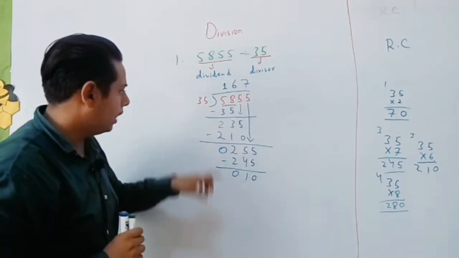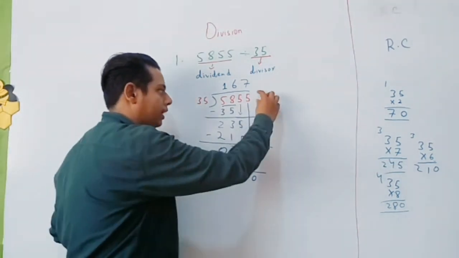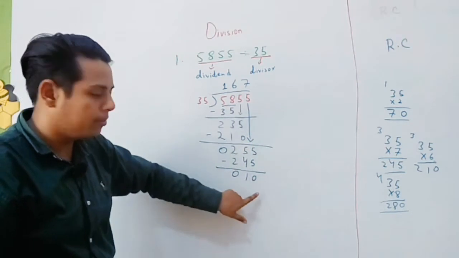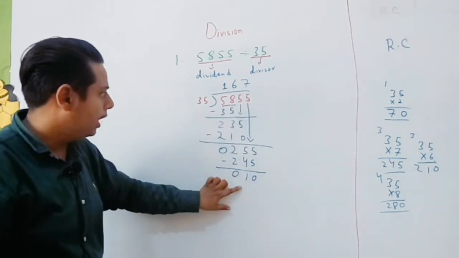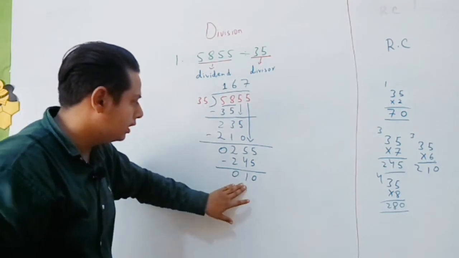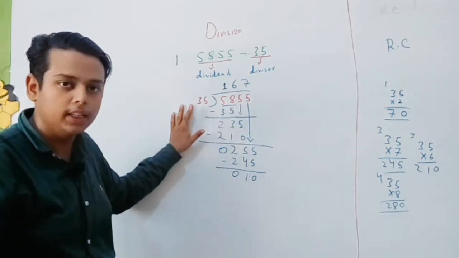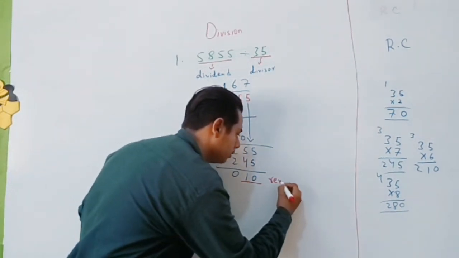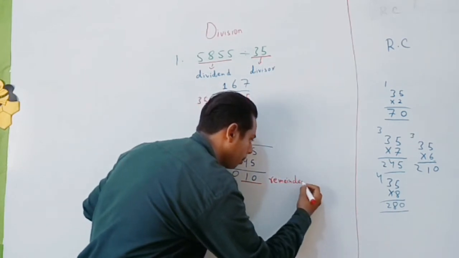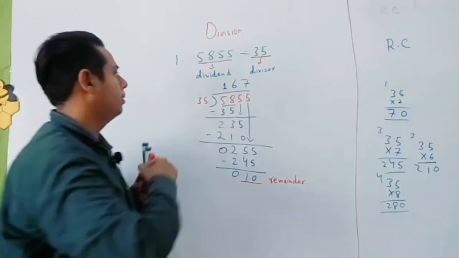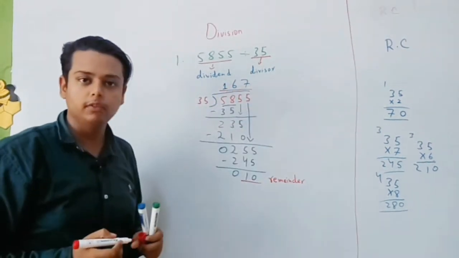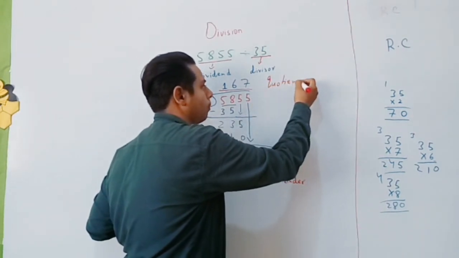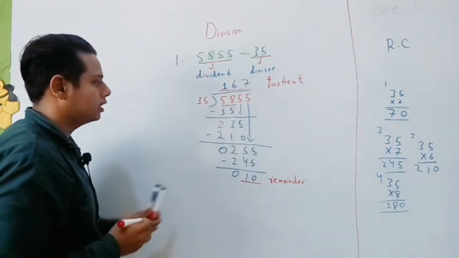Now I have to check if any number is there which we can bring over here. यहाँ पे कोई और नंबर बचा है जिसको हम नीचे ब्रिंग कर सकते हैं? No. And this number is less than 35, or you can say this number is less than the divisor. ये नंबर क्या है? डिवाइजर से छोटा है. So this number will become the remainder. Fine. And the number which we have multiplied over there is called the quotient. Hope this thing is clear to you. Fine.